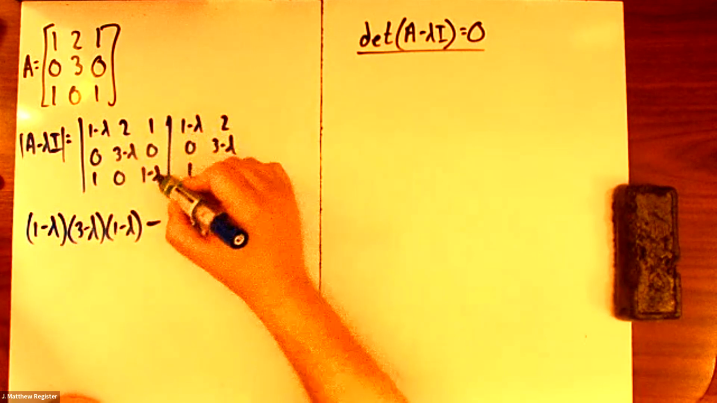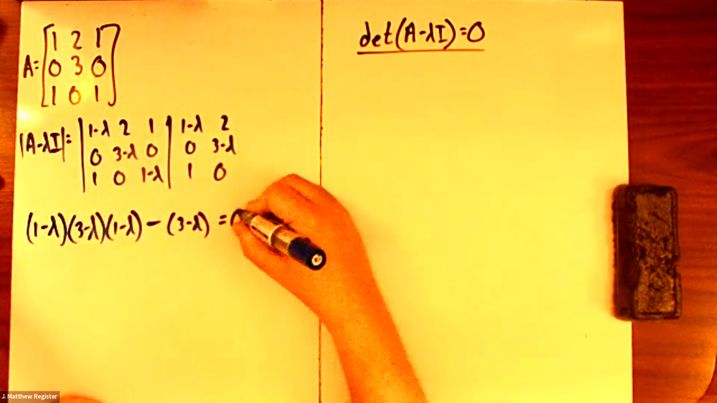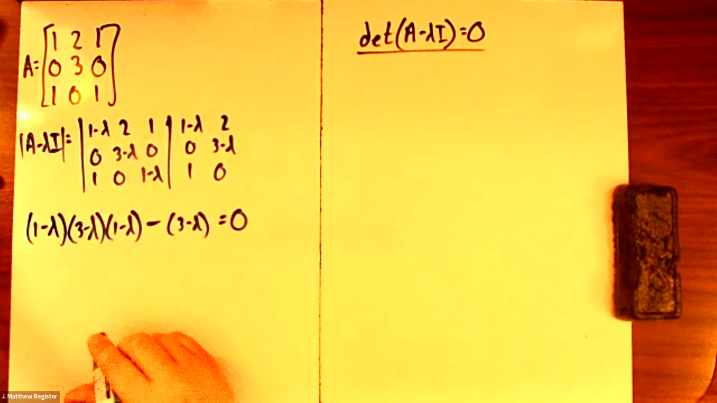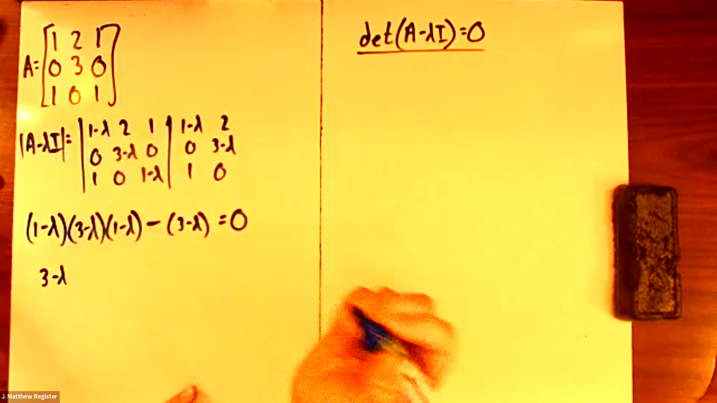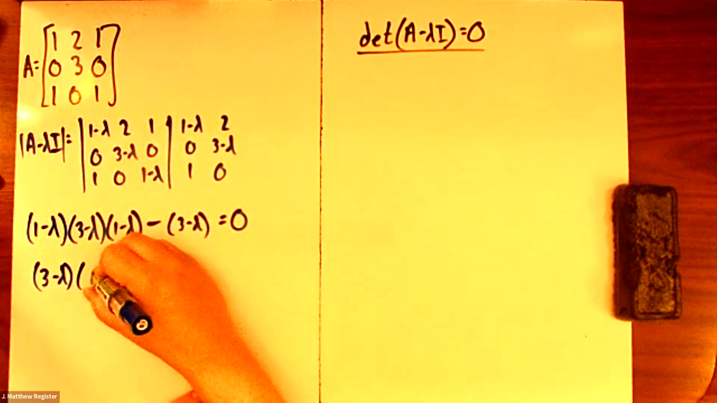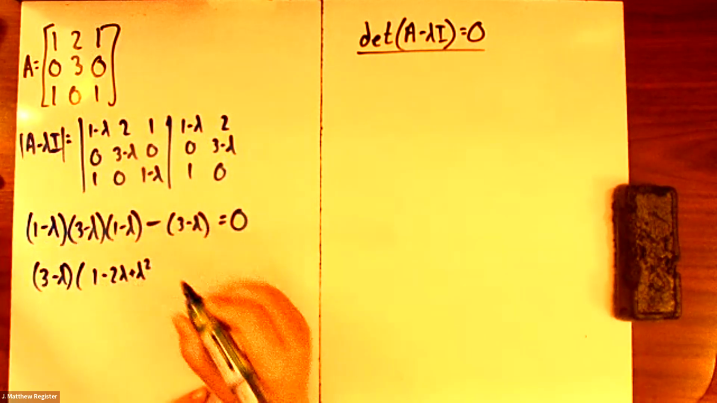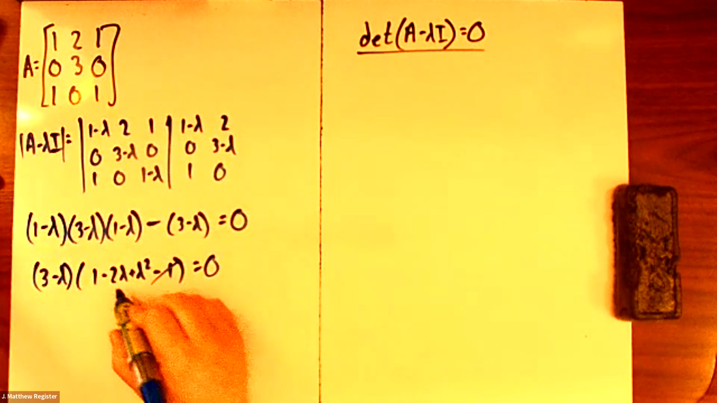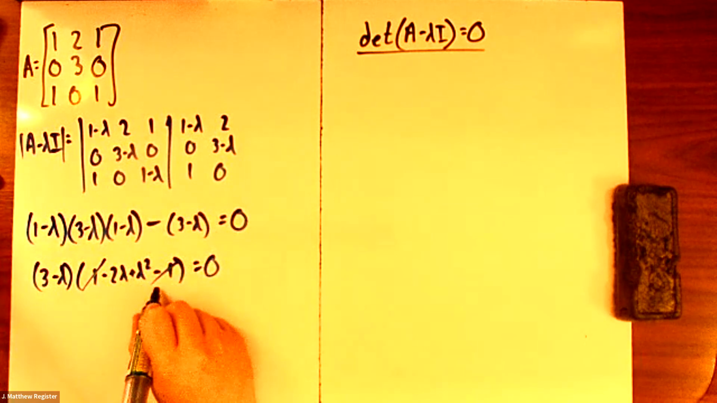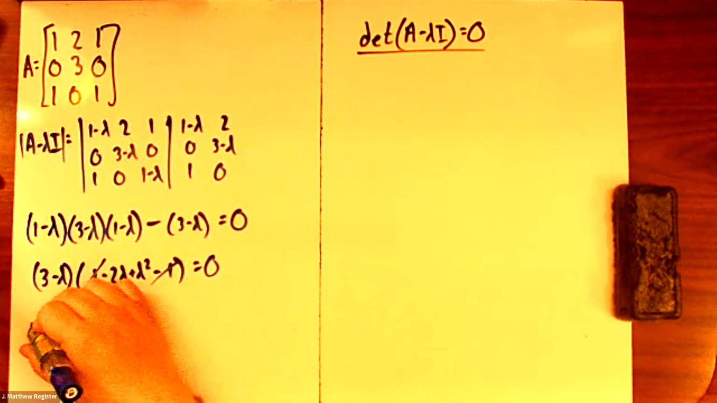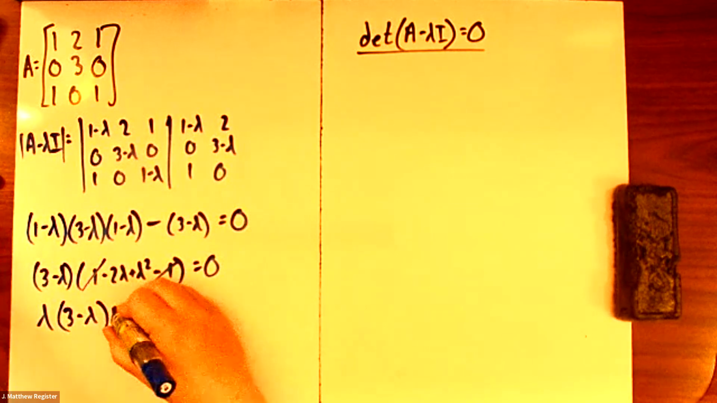We get 0, and we get 0. And so we have to set this equal to 0 and solve. We can factor a little bit. Let's see what we can do here. If we factor the 3 minus lambda out, we're going to be left with 1 minus lambda times 1 minus lambda, which is 1 minus 2 lambda plus lambda squared, minus 1, because we had one of these that we factored out. The ones would cancel out, meaning we could factor a lambda out of this, giving us a 3 minus lambda, a lambda, and then a lambda minus 2.